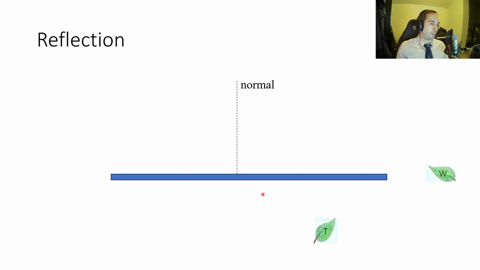This is called a normal line. Okay, this dotted line is called a normal line. This line is at a right angle to the surface. And remember, a right angle is 90 degrees. Now let's say I've got a light ray that comes in like that, and it touches the mirror exactly where the normal line is.